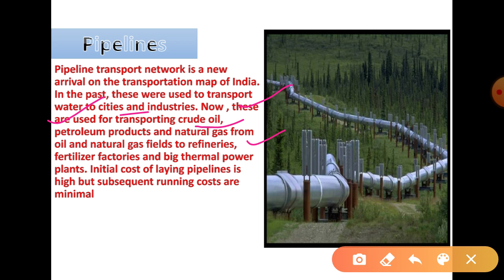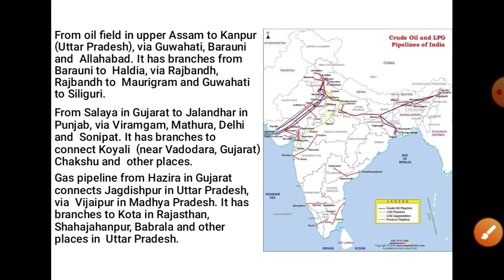Petroleum products and natural gas go from oil and natural gas fields to the refineries, fertilizer factories and big thermal power plants also. Initially the cost of laying a pipeline is high, but subsequent running costs are minimal. So it's basically a one-time investment. First of all, when we install the pipeline, it is very costly, but subsequently the running cost is very minimal. So it is also very economical.